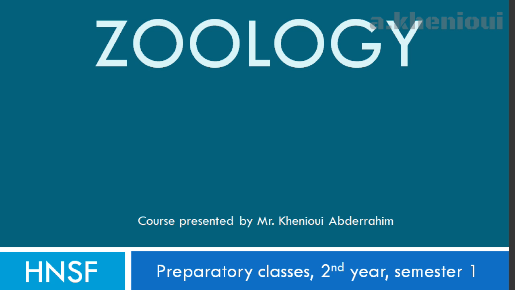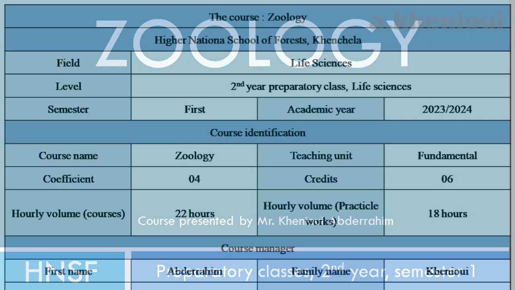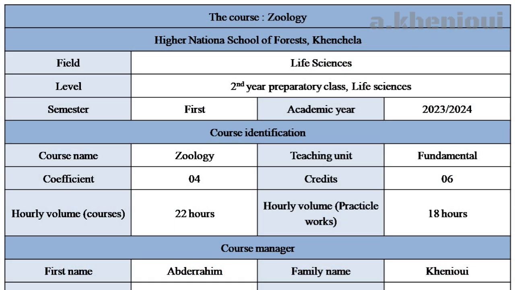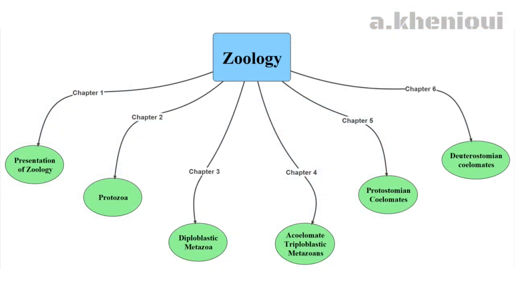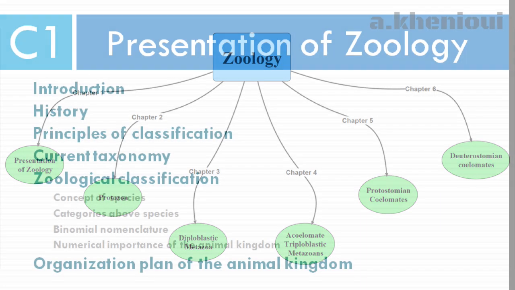In this video, I will present to you the contents of the zoology course. This course is intended for second-year preparatory classes of life sciences and biology students at the university. It is composed of 6 chapters.